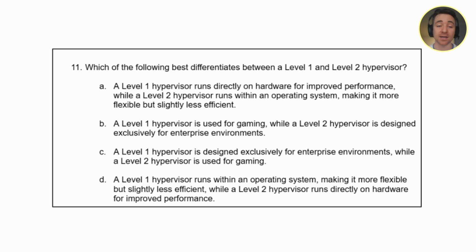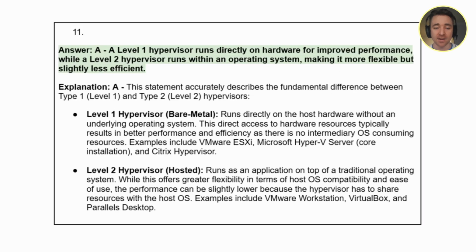A lot of words there, guys. We'll need to know what a hypervisor is and the difference between level 1 and level 2. Pause the video if you need more time. You may need to pause it to have a read through. We're going to get to the answer in 3, 2, 1. Here we go. It is A. A level 1 hypervisor runs directly on the hardware, whilst a level 2 runs on top of an operating system or within an operating system.